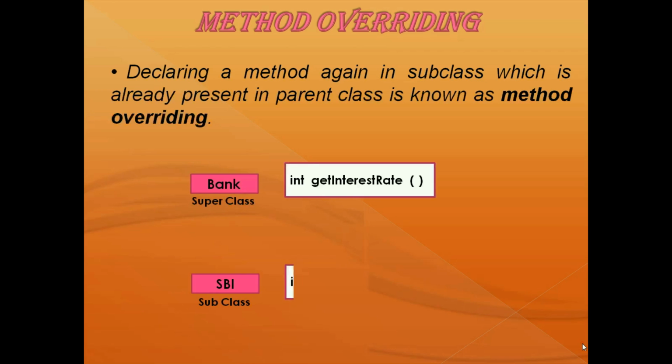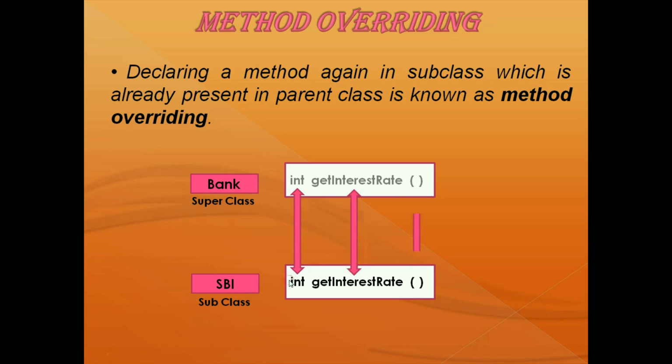If we are declaring a method again in a subclass which is already present in the parent class, it is known as method overriding. A subclass method overrides a superclass method if it has the same return data type, same name and same parameter types as the superclass method. In other words, when such a method is applied to a subclass, the overriding method is executed. The original method will not execute.